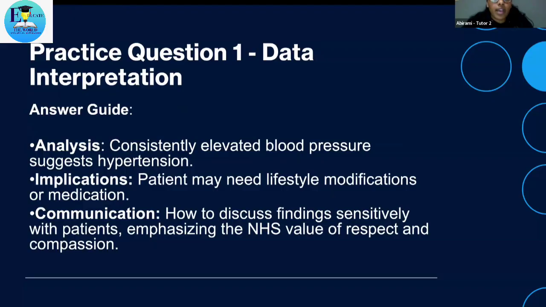So you want to say that there is a persistently high blood pressure, and you want to spot the trend. So has the blood pressure gone up and then gone down, or has it increased? For this one, it has just increased over a certain time. What does this mean for the patient? So the implications. What could the patient do? For example, is it lifestyle modifications or changing diet, or will they need some medication started?